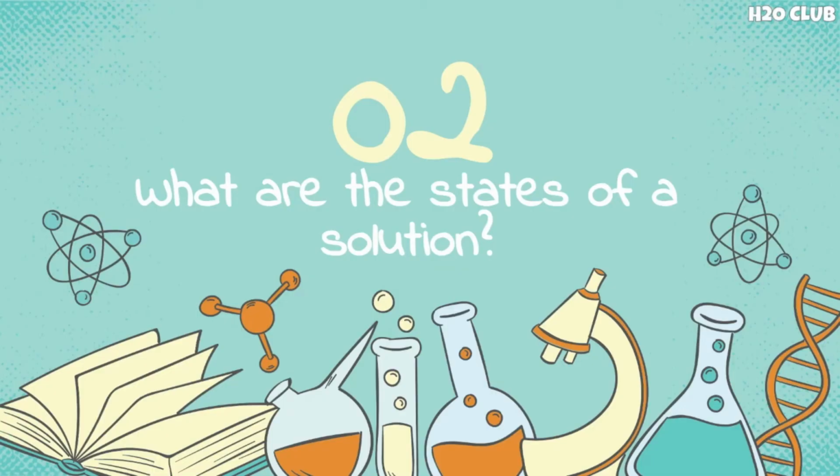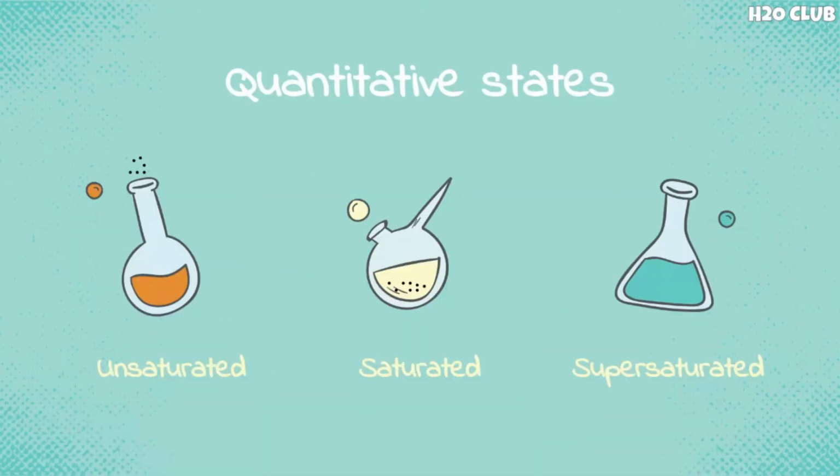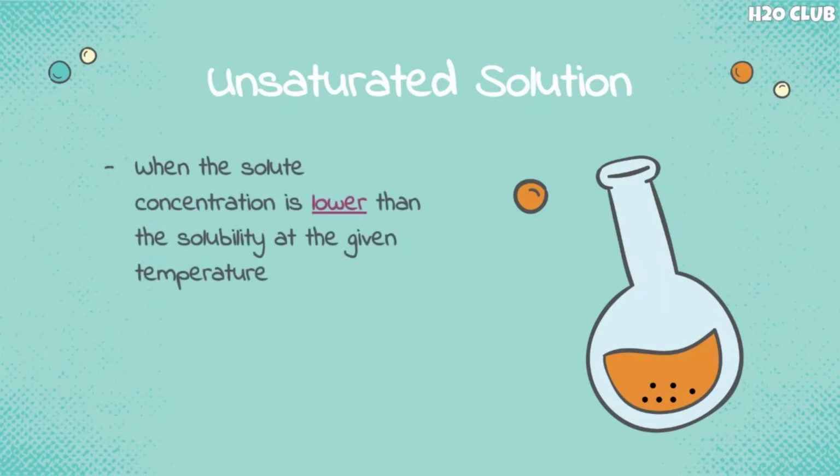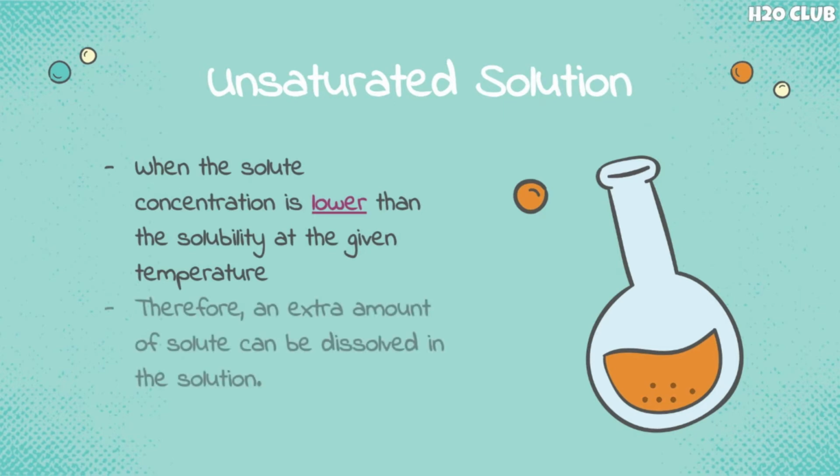What are the states of a solution? The 3 quantitative states of a solution include unsaturated, saturated, and supersaturated. A solution is unsaturated when the solute concentration is lower than the solubility at the given temperature. Therefore, from this state, an extra amount of solute can be dissolved in the solution.